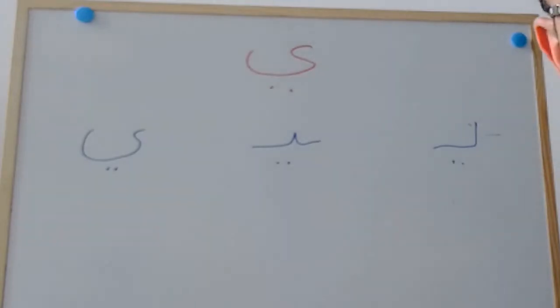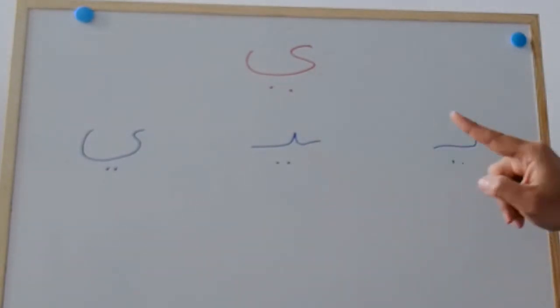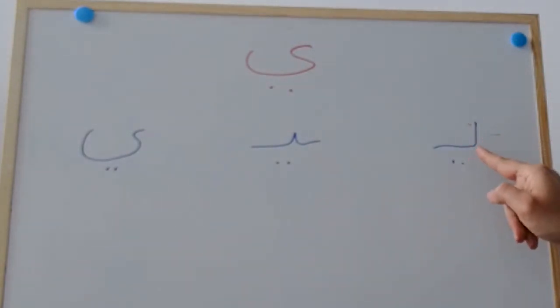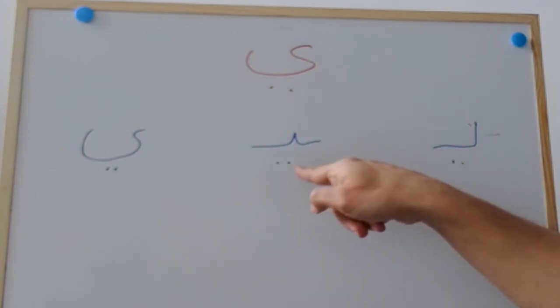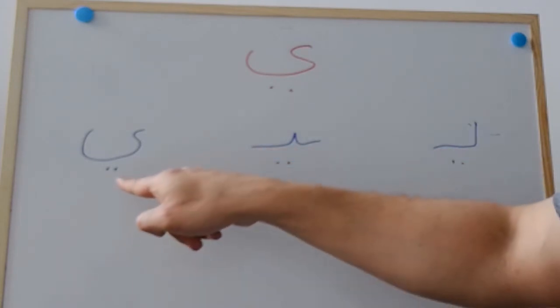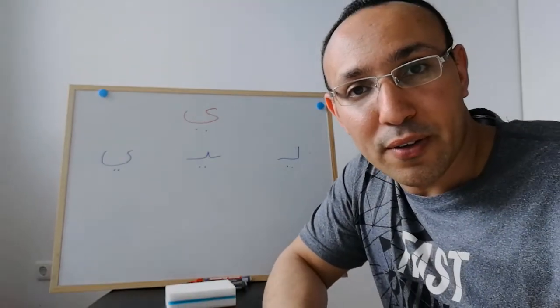Finally, we have the letter ya. Ya, as I told you, is more or less the same. This is a separate form, and this is the ya at the beginning, the ya at the middle, and the ya at the end of the word.